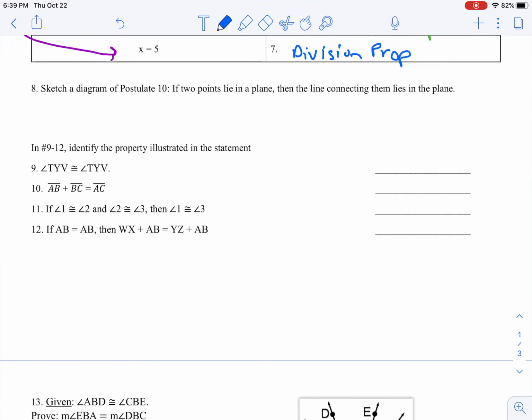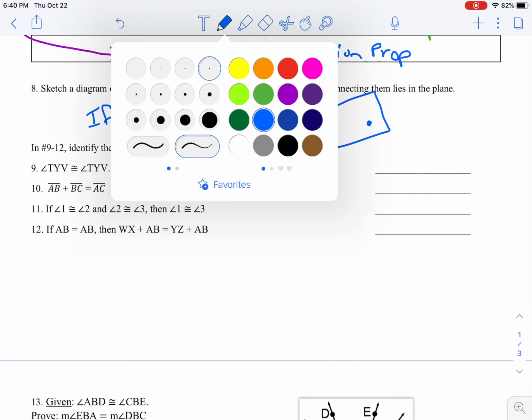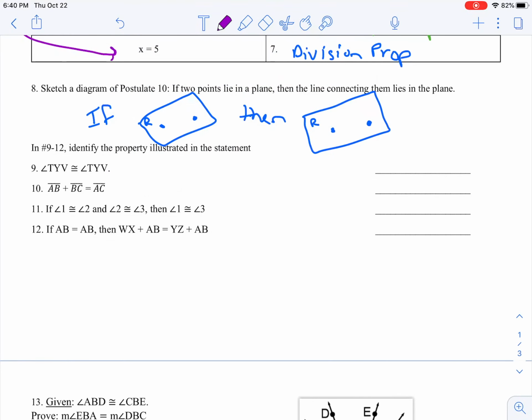All right. Next piece says, sketch a diagram of postulate 10. If two points lie in a plane, then the line containing them lies in the plane. So I'm going to start out with, if we have 2 points lying in a plane, I'm going to call this plane R, then what we have is that same plane and those same 2 points, but now the line containing them also lies in the plane, so I'm just going to draw a line through those 2 points. So there's an example. There could be lots of other examples that you could draw, but that's just one example.